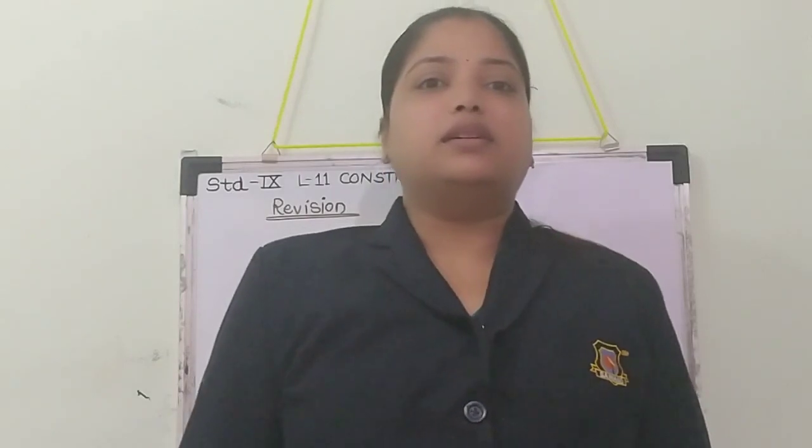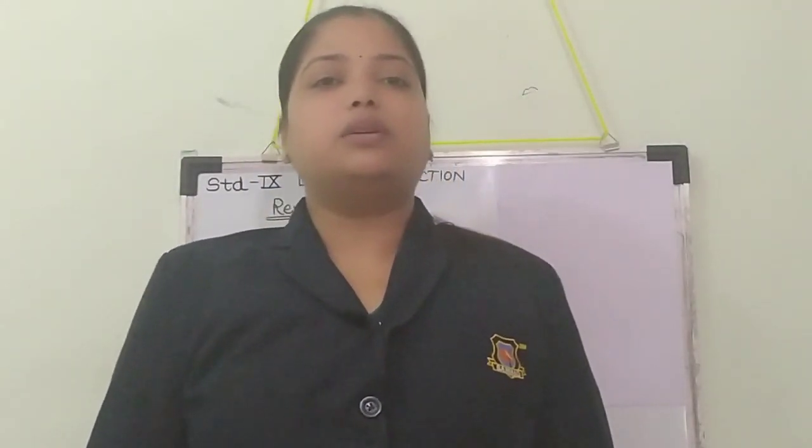Hello students, today we are going to see the construction revision as we learn in lesson 11, construction. What do we learn in lesson number 11? We learn first the basic construction, in which we study how to draw the perpendicular, then how we are going to draw the perpendicular bisector, and after that we are going to draw the angles by using the compass without the help of a protractor, and we bisect the given angle.